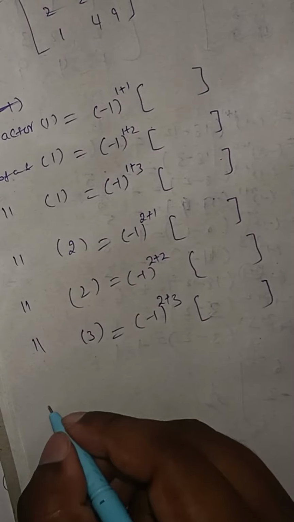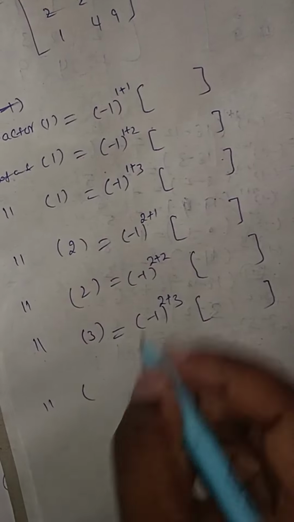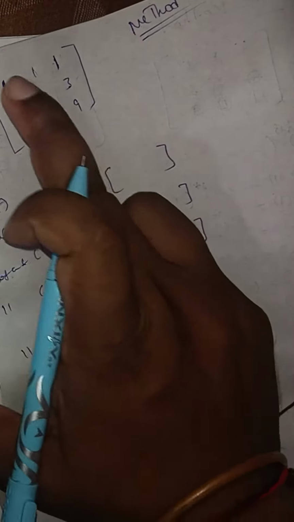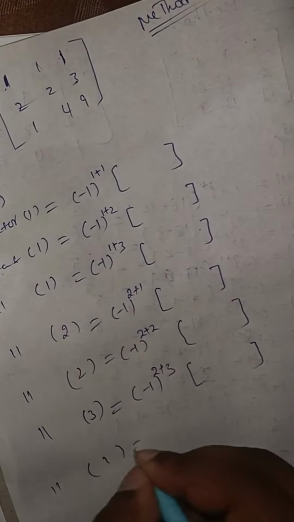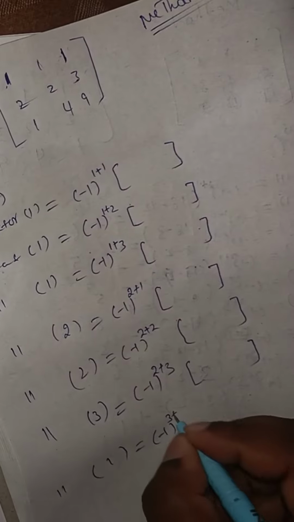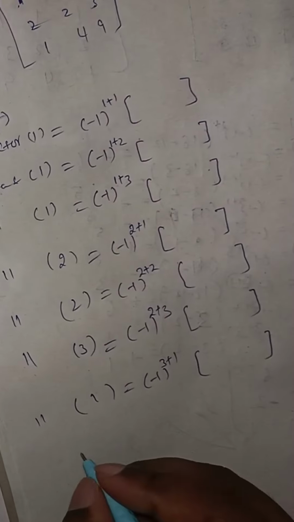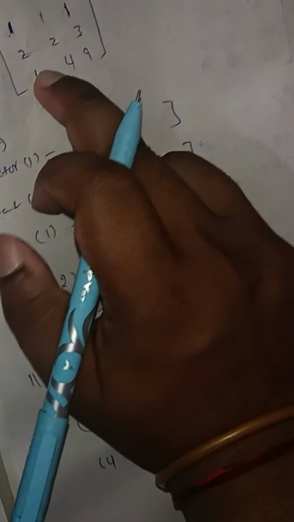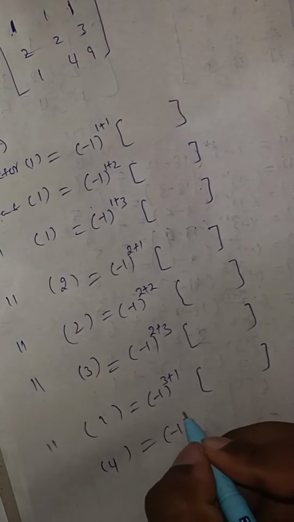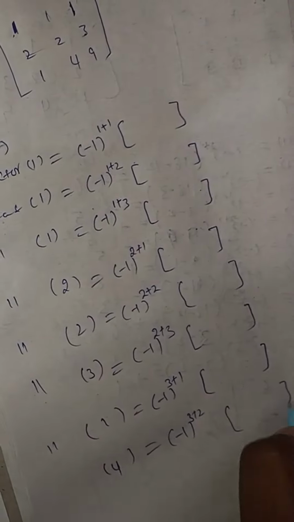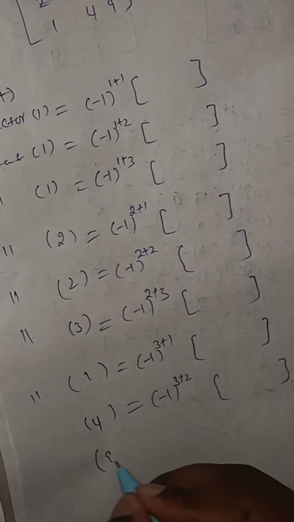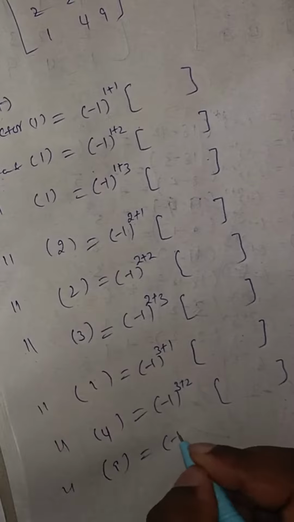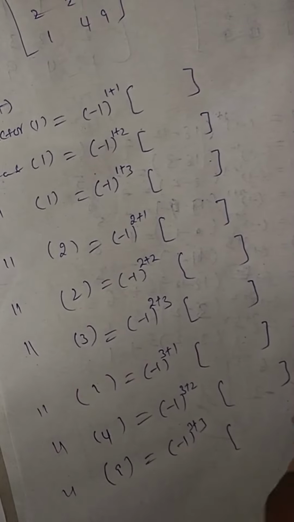Okay, next cofactor for this 1, which is in third row first column, so minus 1 power third row first column, leave it here. Next cofactor for 4, what about minus 1 power third row second column, 3 plus 2, leave it here. Cofactor for 9, third row third column, so minus 1 power 3 plus 3 into, leave it here.